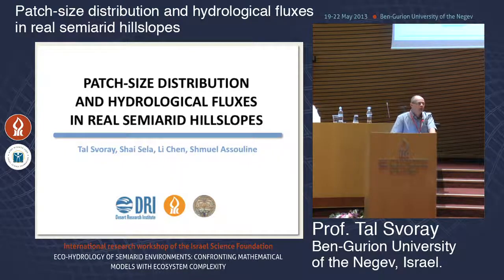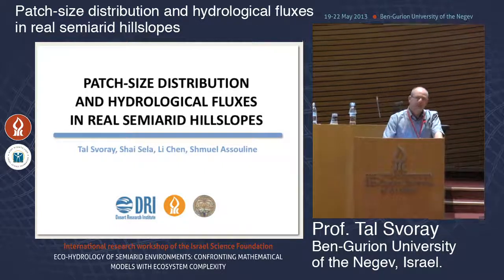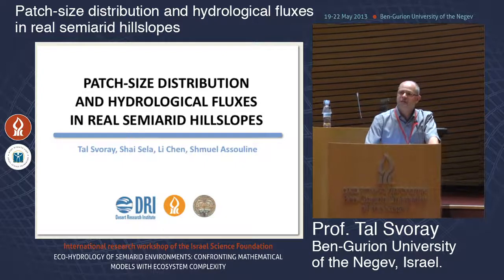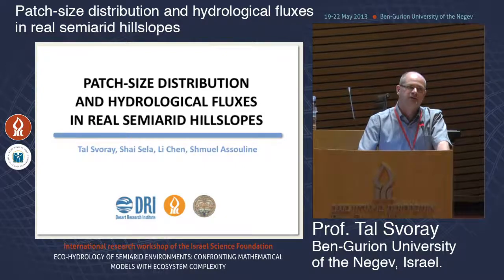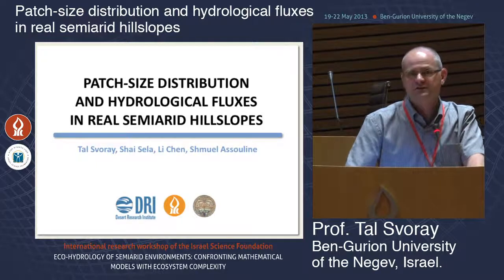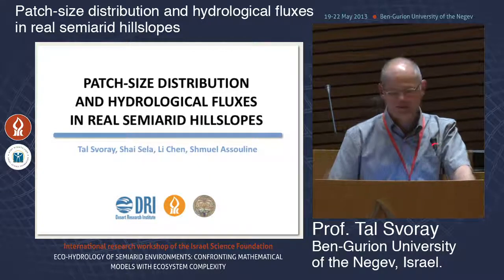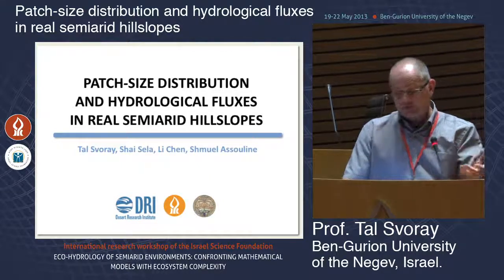This talk is mainly about two important measures of the semi-arid environment. These are soil moisture and patch size distribution. And we study them using a spatially and temporally explicit model, which is fed by GIS data, remotely sensed data, and field measured data. So it's trying to be real.